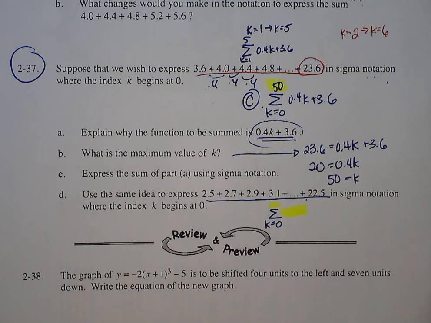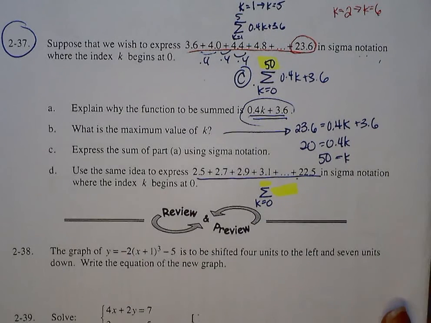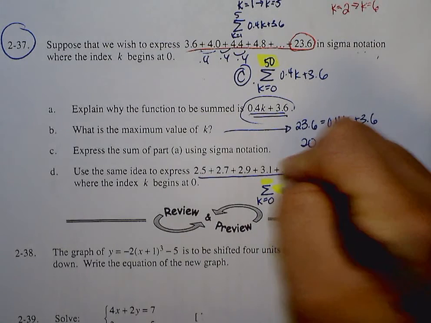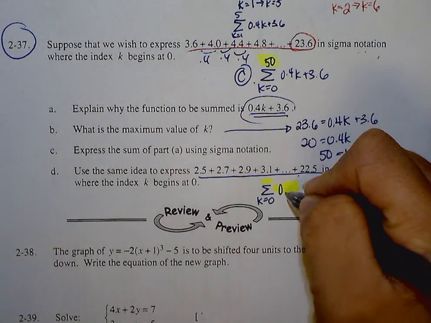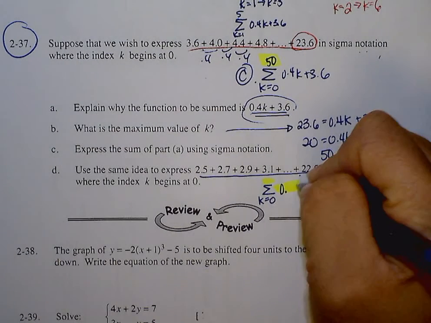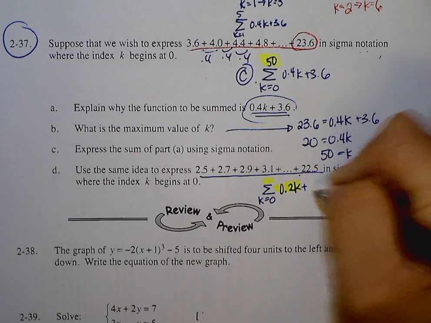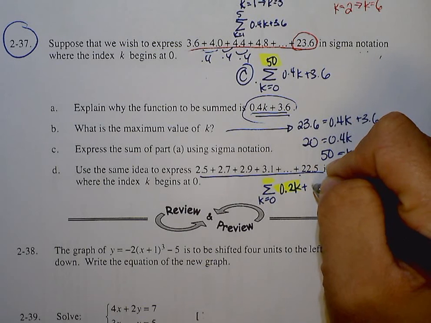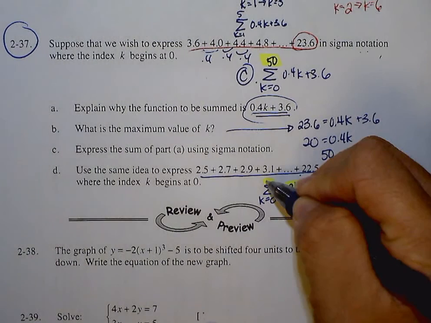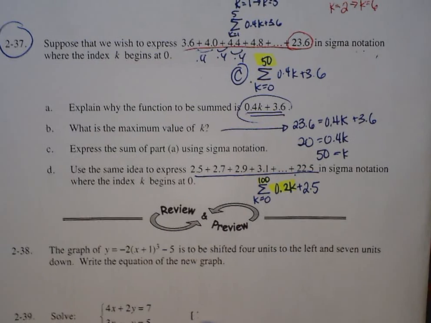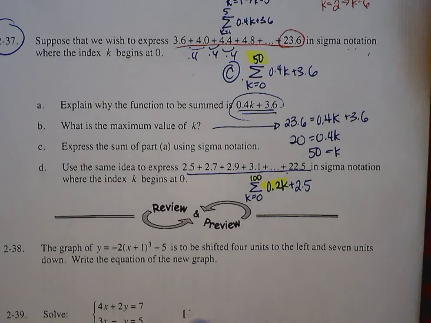I already explained it like 3 times. All right, so you guys, what did you guys get? What did you get for the slope? 0.2k plus what, guys? Starting at 0, going all the way to 100. Okay, there's your answer.